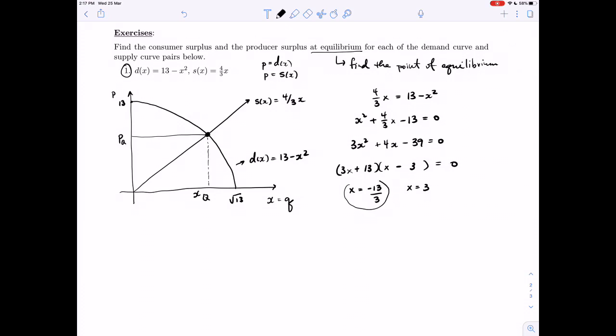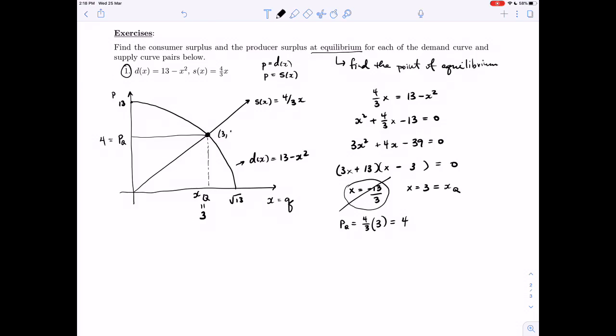So quite obviously, we're not talking about negative values here. So our x value in the point of equilibrium, x sub q, is 3. We need to find the price at equilibrium, so p sub q. We can plug it into either curve. Let's plug it into the supply curve because it is a little bit more straightforward. So 4/3 times 3 gives me a price at equilibrium of 4. So there's the point of equilibrium, the point (3, 4).